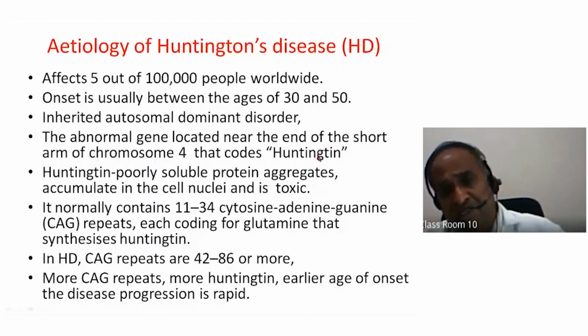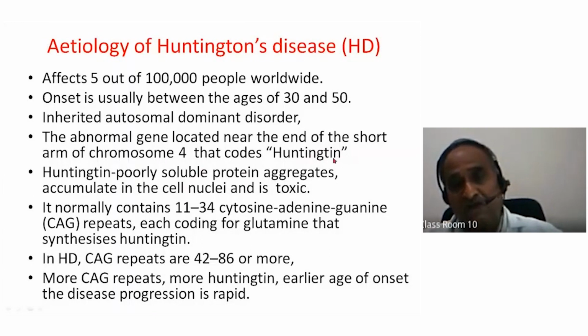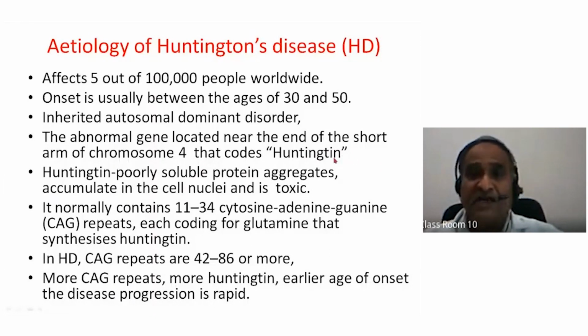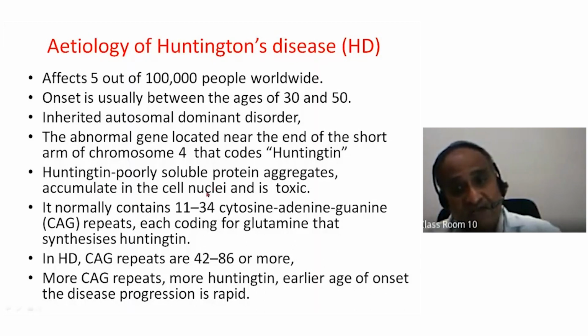This huntingtin is present even in normal healthy individuals; in the normal healthy brain it is also expressed, and it is performing certain functions. But when huntingtin accumulates greater than required, it is a poorly soluble protein. Because of the poor solubility, it aggregates and accumulates in the cell nuclei, especially the neuronal nuclei, and these aggregates become toxic. So once it accumulates in the cell nuclei, it becomes toxic.